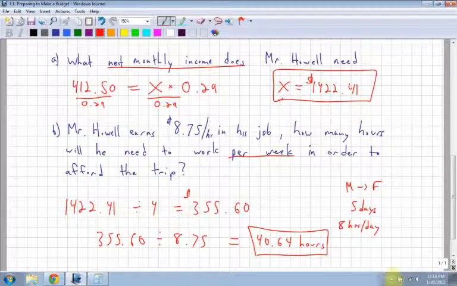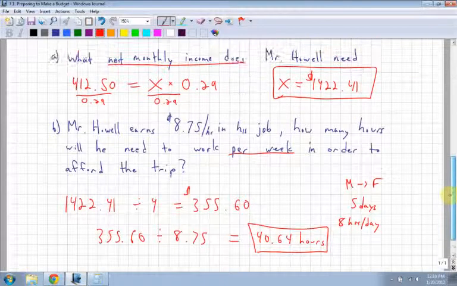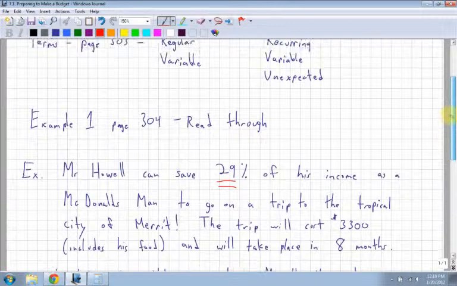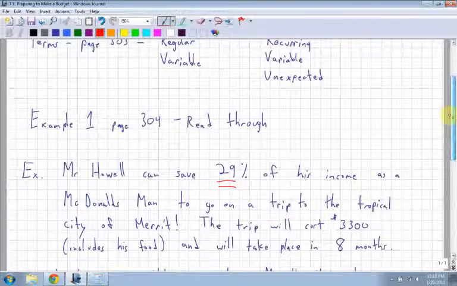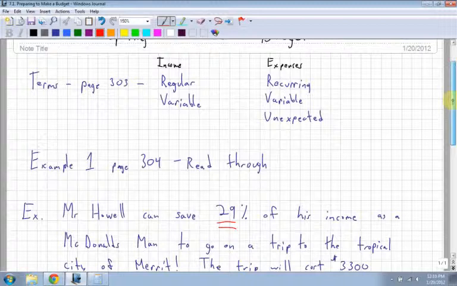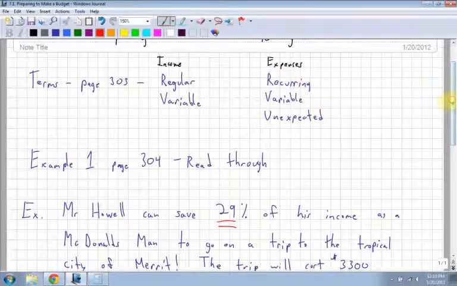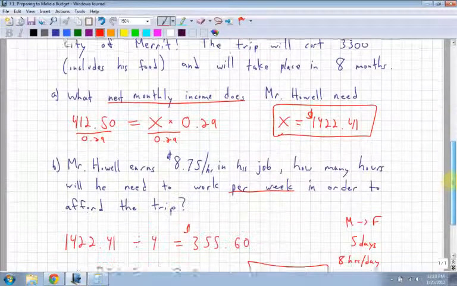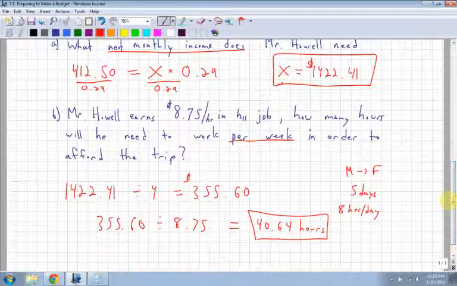I think that pretty much covers most of the chapter. Just make sure, again, to read through example 1 on page 304. Make sure you know the terms: regular, variable, recurring, variable, and unexpected. And there's the example that I've worked through that summarizes most of the types of questions.